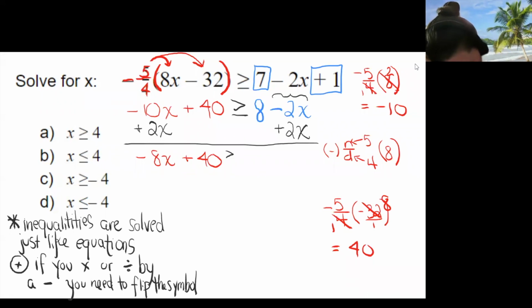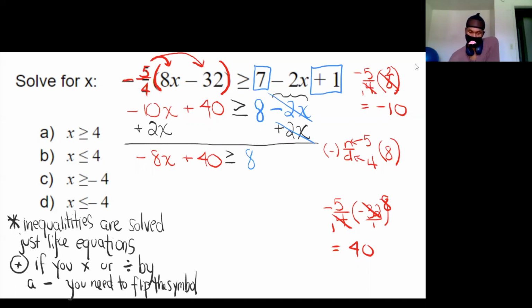I've done nothing to flip my sign. It's going to stay. Careful, a lot of students just drop it because they don't like it. Keep it. Make sure it's still there. And on this side, the subtracting 2x and the adding 2x cancel out, so all I'm left with is 8. Gorgeous. What shall I do now? You isolate your variable, subtract the 40.